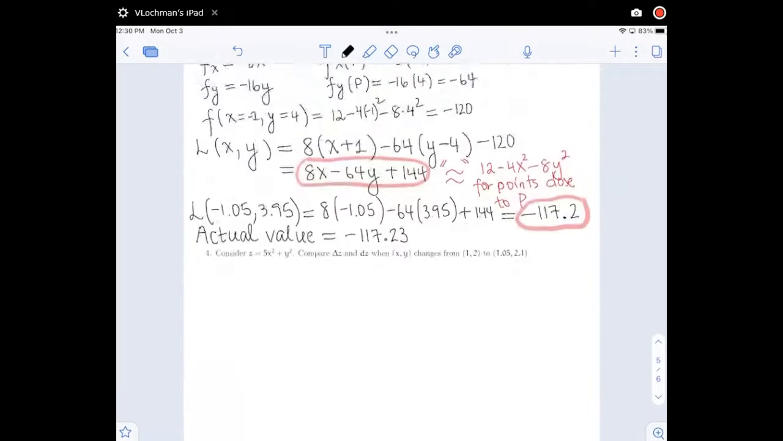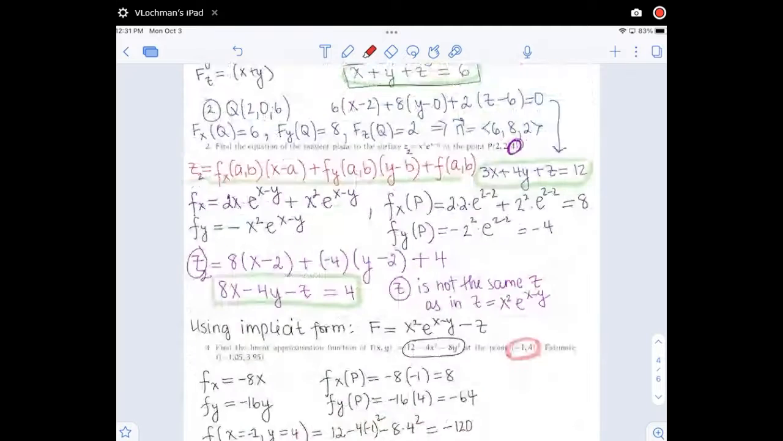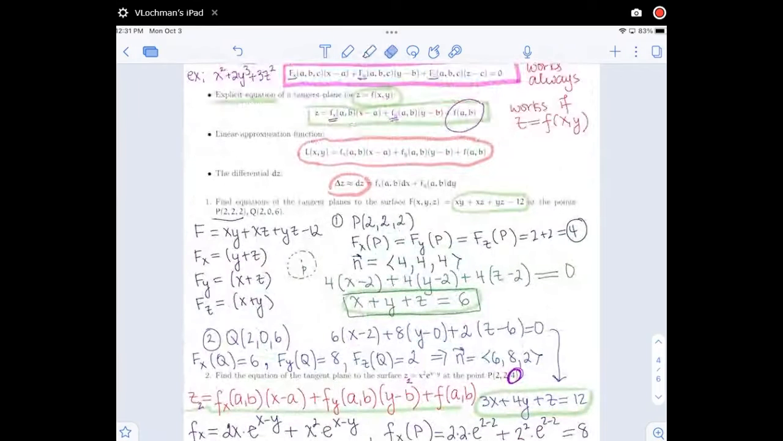We're going to see how we can use linear approximation to also approximate the change in z. How our function changes, we can approximate it by dz, which is a linear approximation. All right, so let's see how we can apply it. Let me go ahead and copy this function so you can see the equation there.